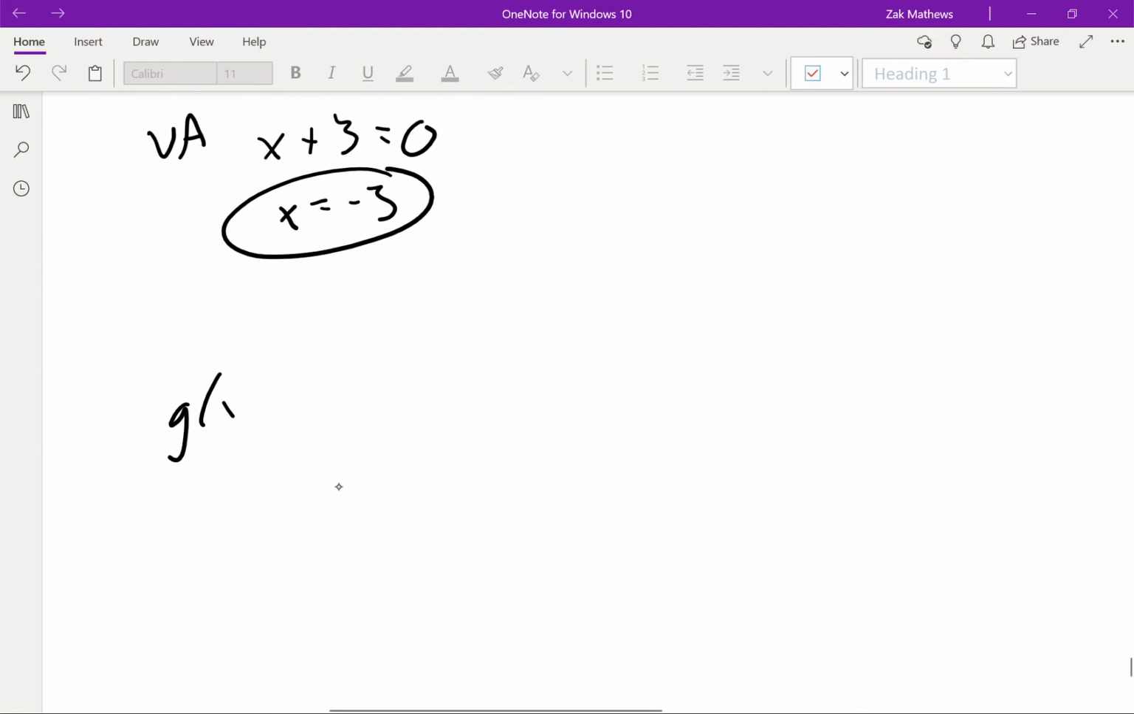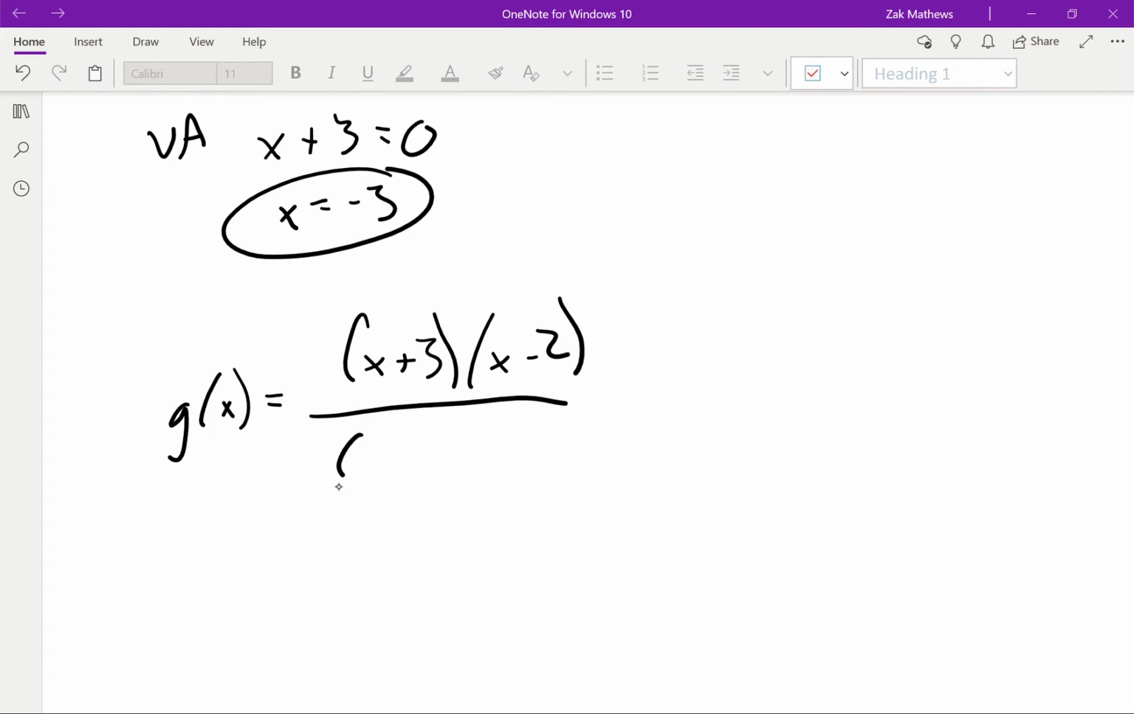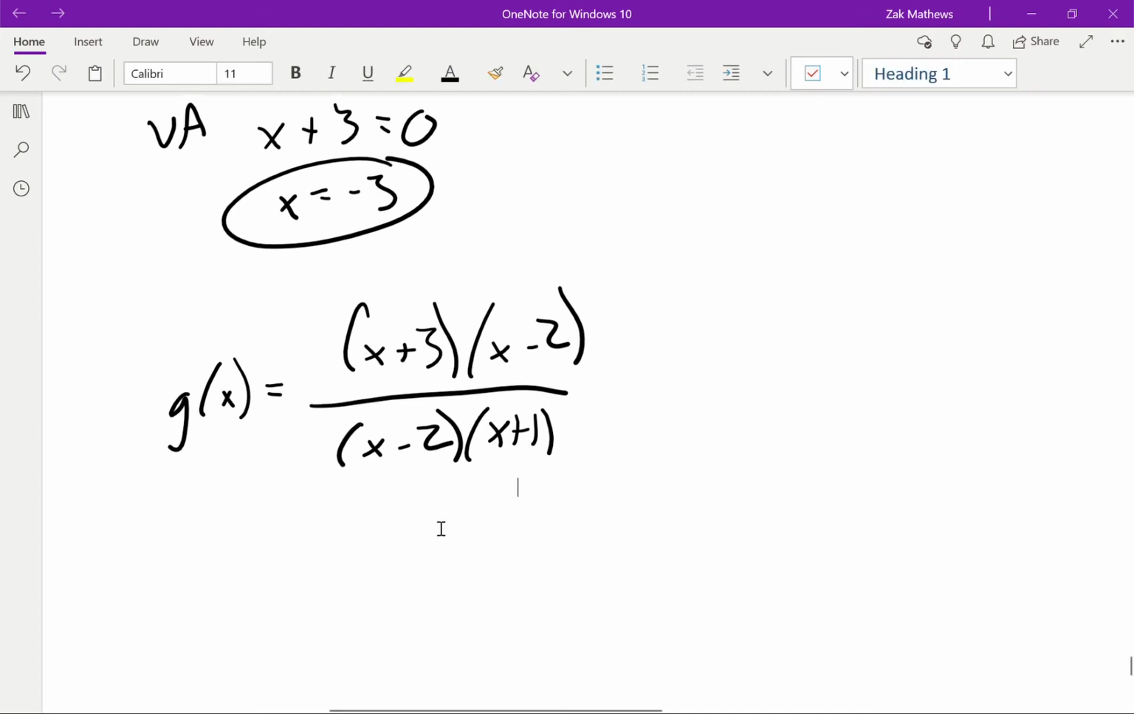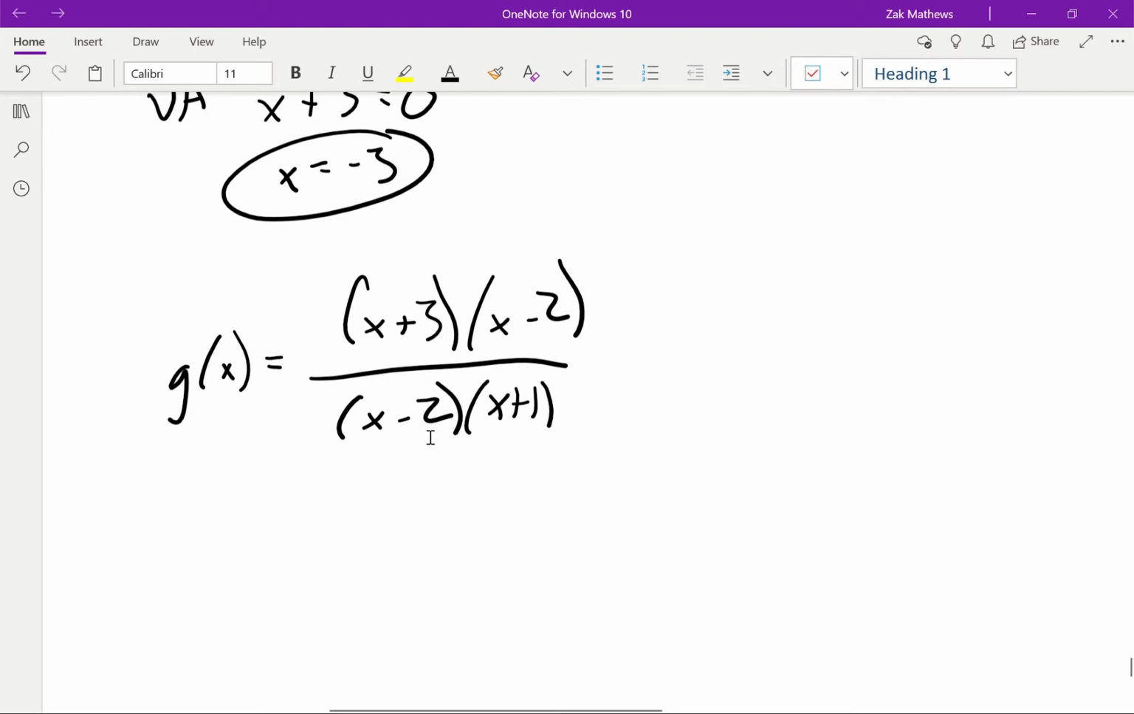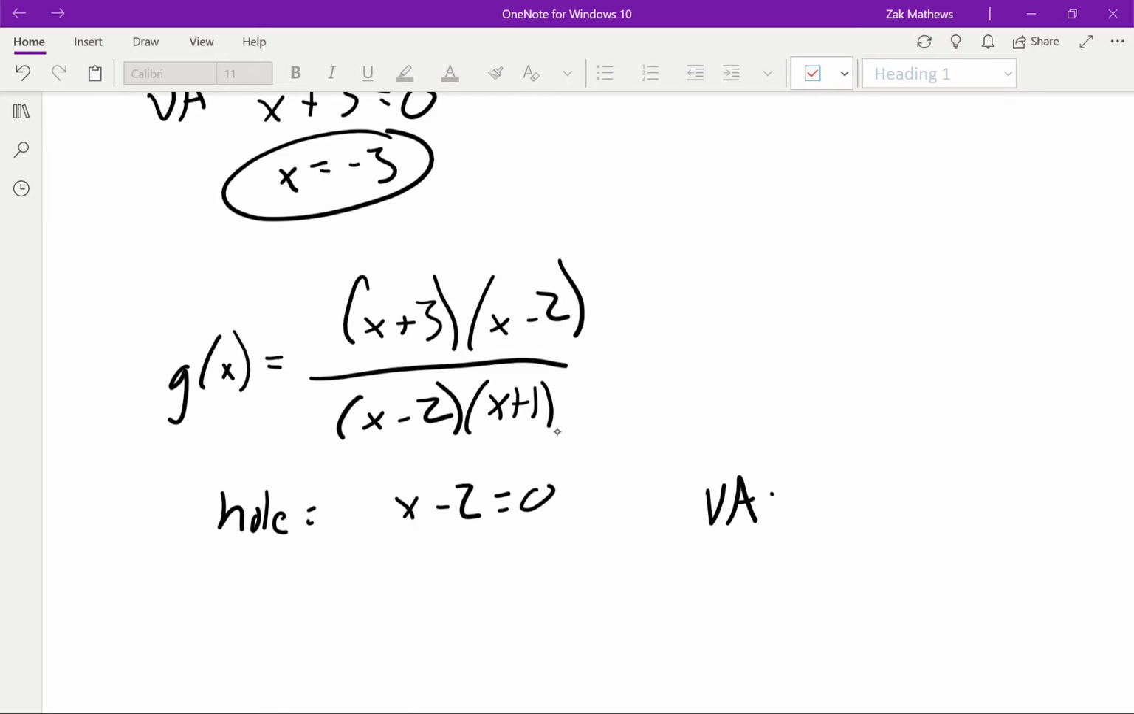Let's take another one. Let's say we have g of x is equal to x plus 3 times x minus 2 over x minus 2 times x plus 1. Well, again, the hard work's been done for me. It's already factored. So I can see very clearly that 2 of the factors match and then 2 of them don't. So the ones that match, I know will give me a hole. There will be a hole when I set x minus 2 equal to 0. The one that is unique will give me a vertical asymptote, the x plus 1.